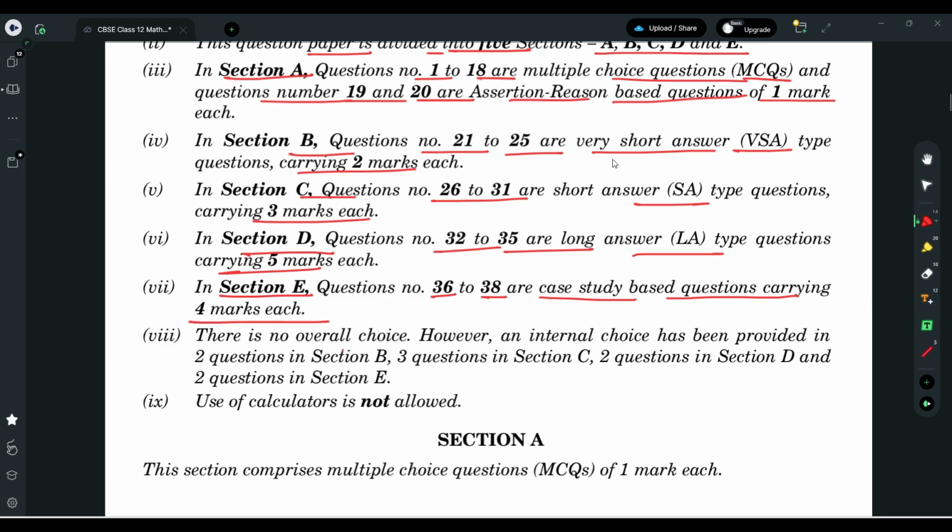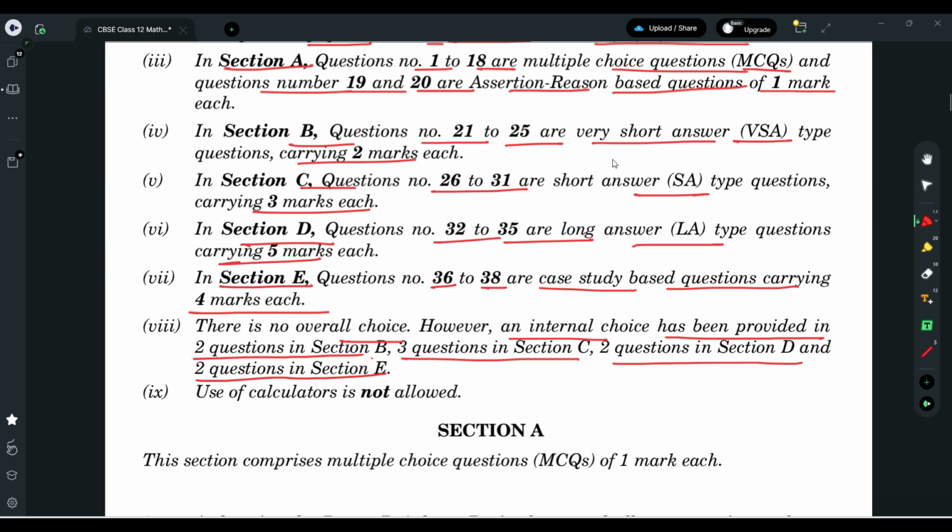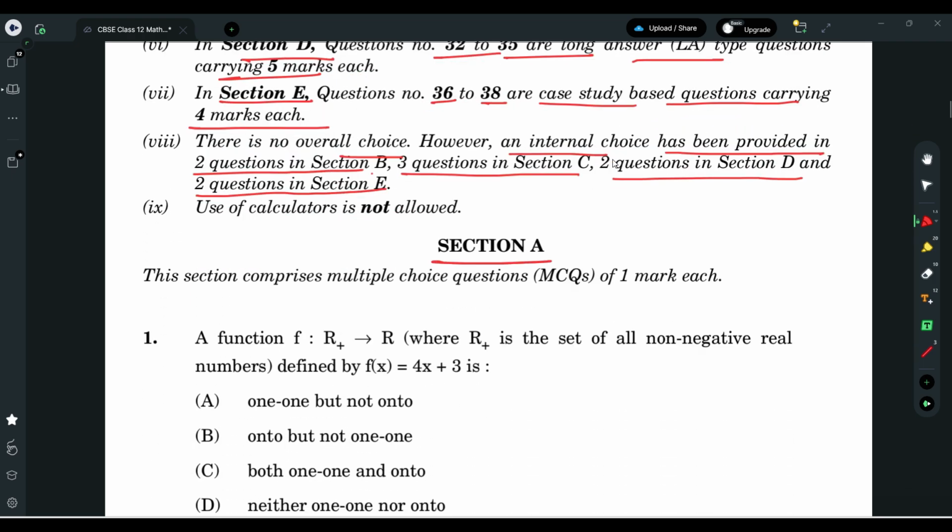There is no overall choice. However, an internal choice has been provided in 2 questions in section B, 3 questions in section C, 2 questions in section D, and 2 questions in section E. Use of calculators is not allowed. So let's start from section A. This section comprises multiple choice questions, MCQs of 1 mark each.